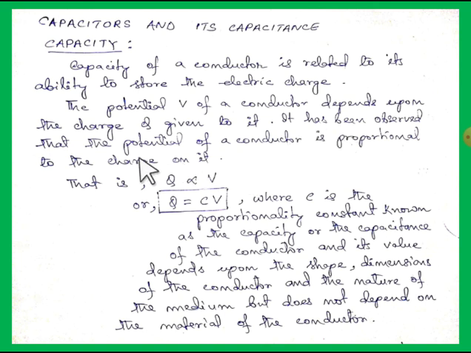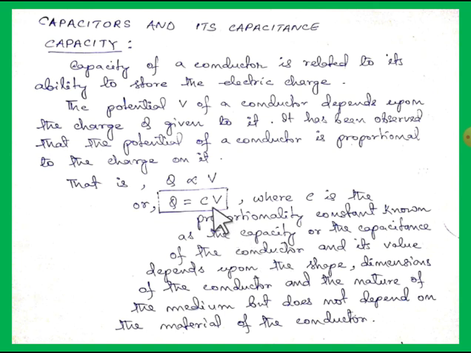So it has been observed that the potential of a conductor is proportional to the charge on it, but while writing, we write Q is directly proportional to V. Then your Q is equal to CV. In order to change from proportionality to equality, we require a constant of proportionality, and that constant we denote by C, known as the capacity or capacitance of that conductor. That conductor, if it has the ability to store charge, may also be called a capacitor, right?